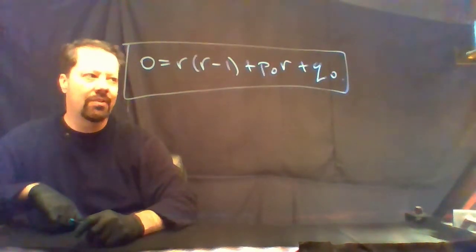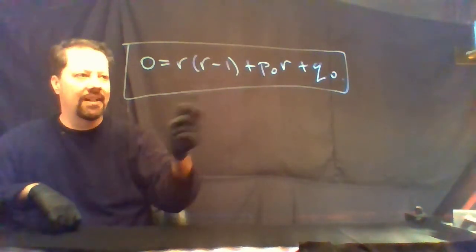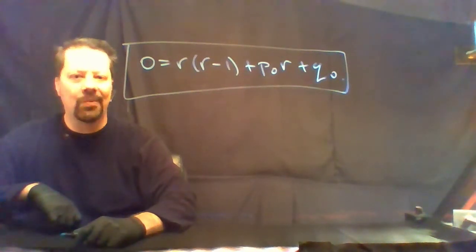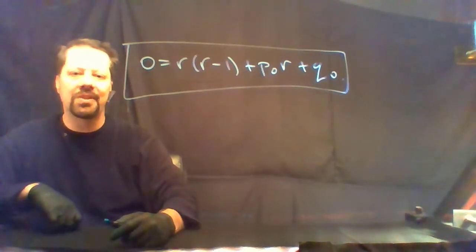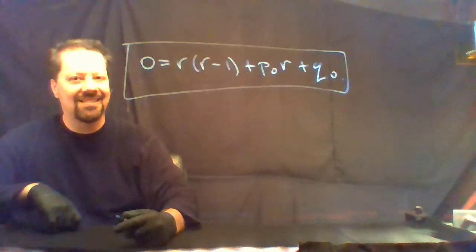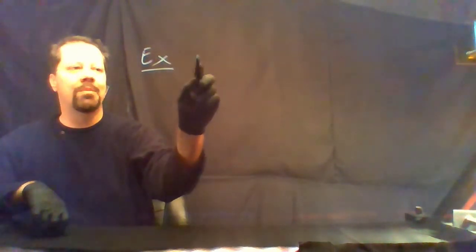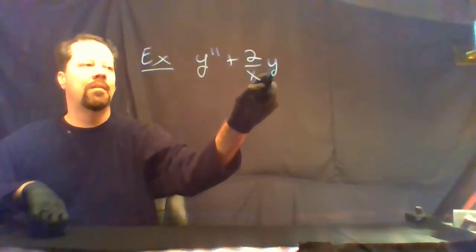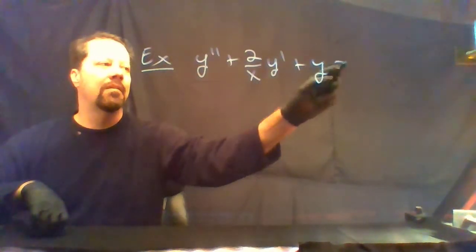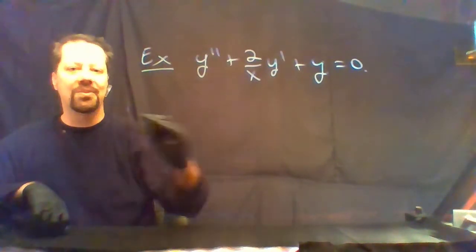P naught and q naught are pretty easy to find. We just calculate the appropriate limits, plug them into here, and solve this quadratic equation for r. That allows us to construct the appropriate solutions using the method of Frobenius. Let's give this a shot. I'd like to give you an example that arises in connection with diffusion problems. Often there's another constant here in front of the y, but I just want to keep things simple.